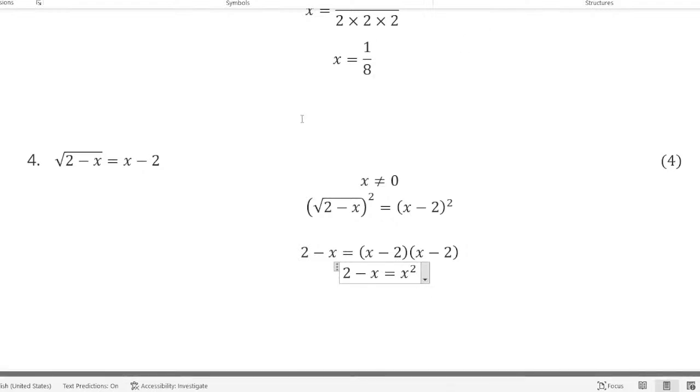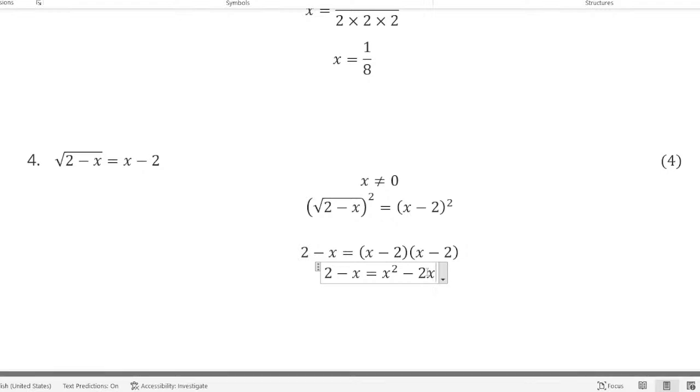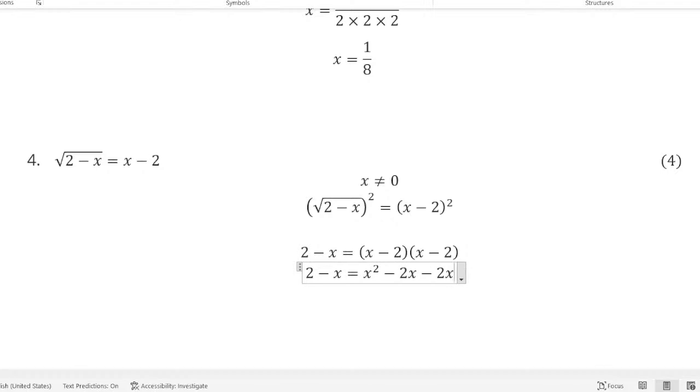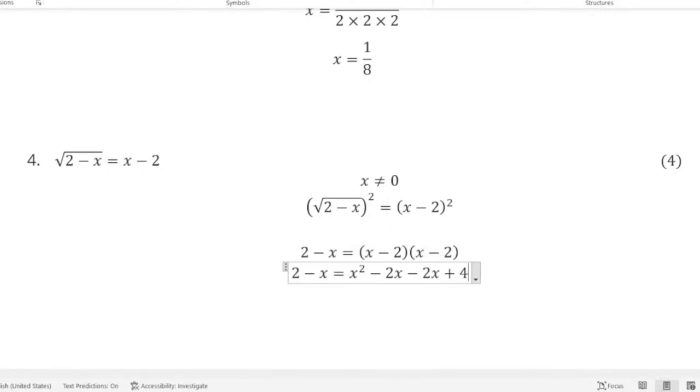Then we'll say x, so we're doing FOIL now, x multiplied by negative 2, we're doing outer terms, is negative 2x, so it's going to be minus 2x, right? Then now we're doing inner terms, negative 2 multiplied by x, so it's going to be negative 2x, right? Then last terms, negative 2 multiplied by a negative 2. Remember, a negative times a negative always gives a positive. It's going to be positive 4.